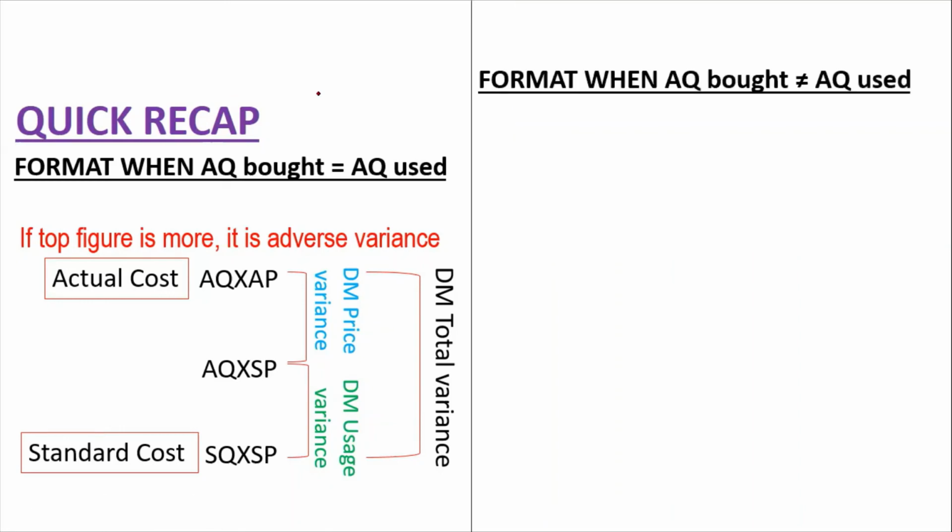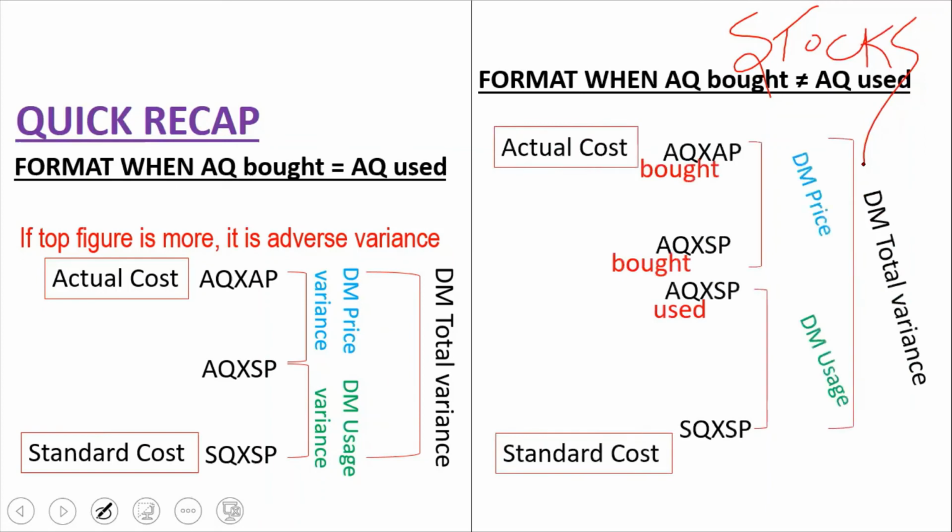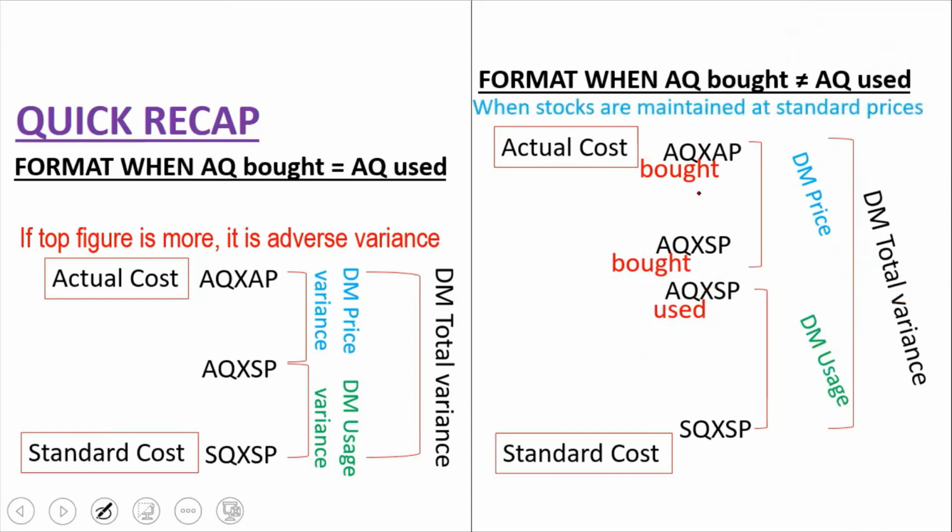Okay. Now format when actual quantity bought is not equal to the actual quantity used. That is when we have stocks. The format is we have a split format here. That is for direct material usage variance, we use the actual quantity used. But for the direct material price variance, we take the actual quantity bought. And this method is also known as when stocks are maintained at standard prices.